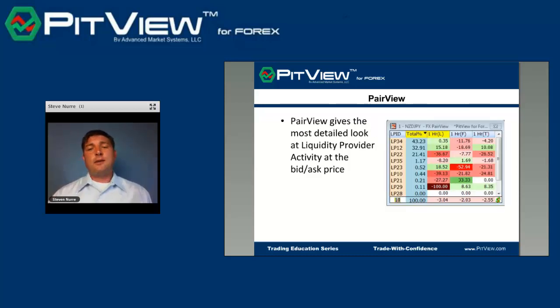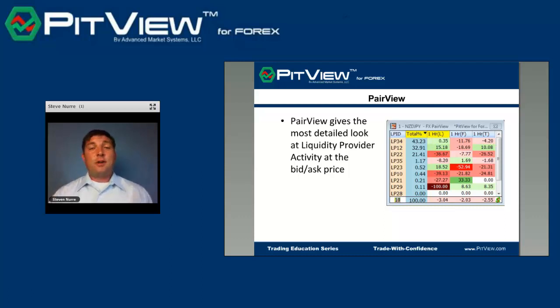Now, before we get in and finish up that three-step process to give you more details on pair view, let's just go through and I'll give you a quick, basic understanding of what all the columns mean, so that you understand what each and every column is telling you on the pair view indicator.